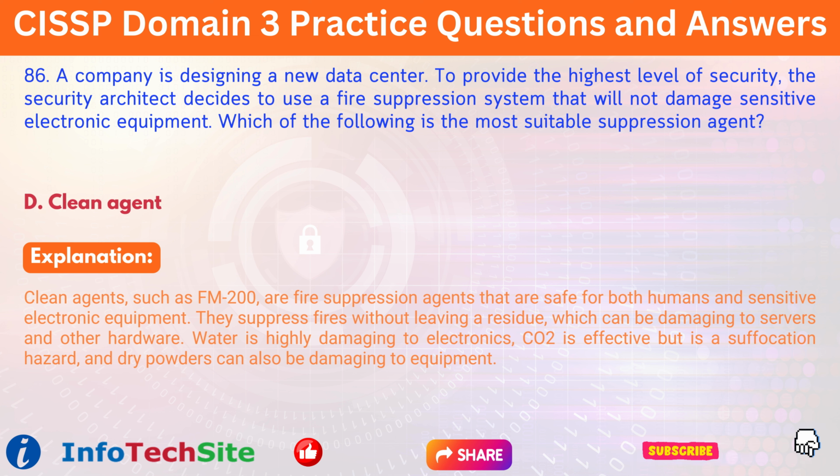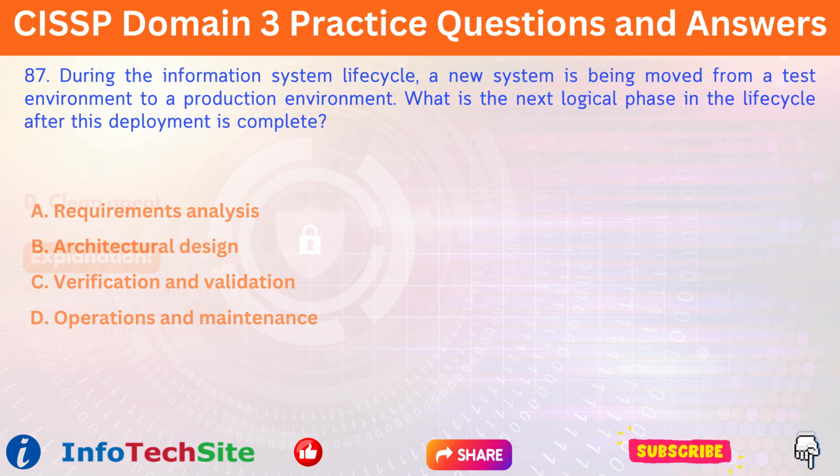Water is highly damaging to electronics, CO2 is effective but is a suffocation hazard, and dry powders can also be damaging to equipment. 87. During the information system lifecycle, a new system is being moved from a test environment to a production environment. What is the next logical phase in the lifecycle after this deployment is complete?